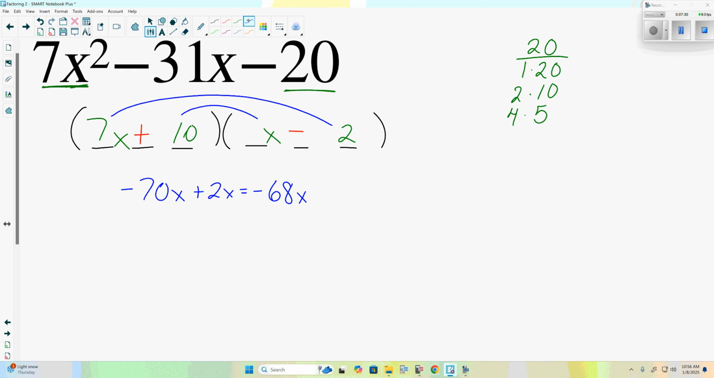So now we have 7x times negative 2, which is going to be negative 14x. And 10 times x is going to be plus 10x. And negative 14x plus 10x is going to be negative 4x. So 2 and 10 might not work. We tried them in both sets. So it's another set we could try instead of 2 and 10.